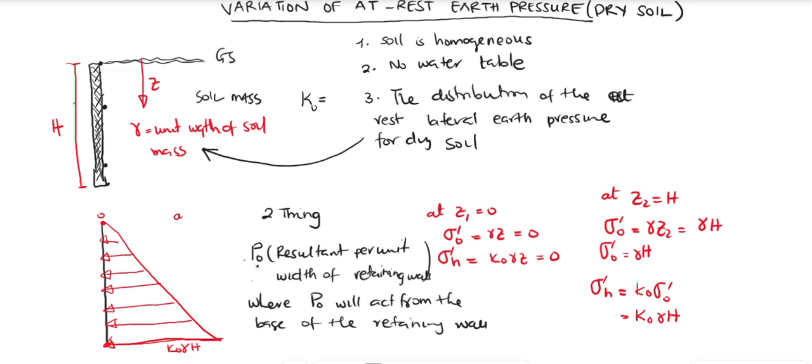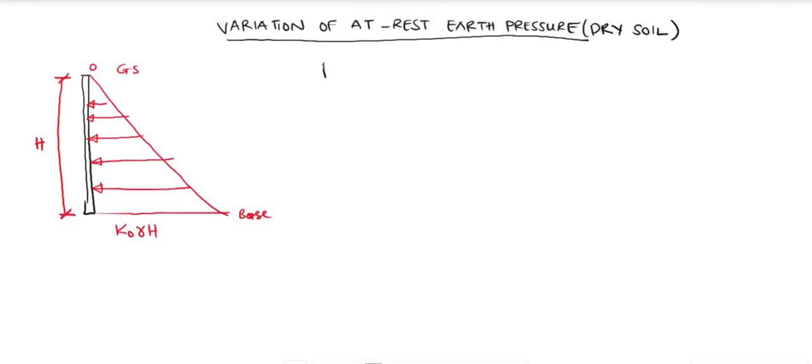So how do we find the resultant force per unit width with this distribution? This distribution is along the height of the retaining wall, so we want to accumulate all these stresses and make it one. What will be the resultant and where will it act? In this distribution, we can find the resultant by finding the area under this geometry. So just as we said, we need to find P naught, which is the area under the distribution.